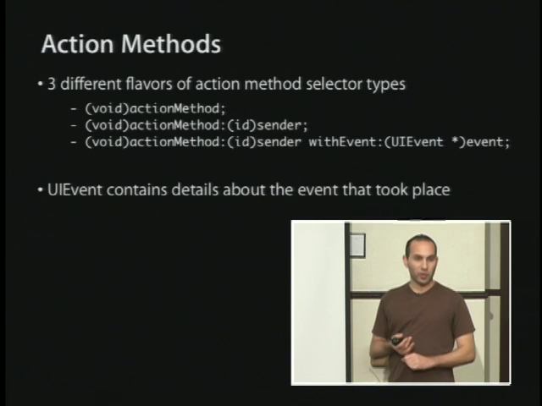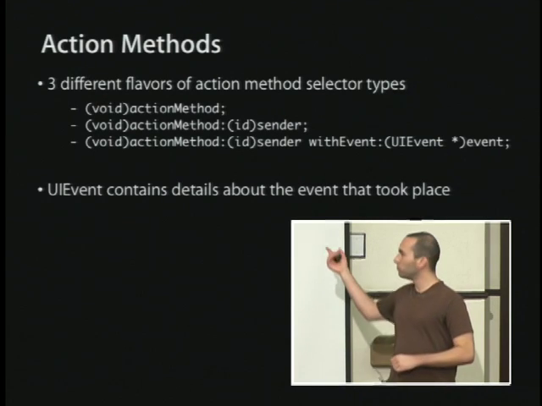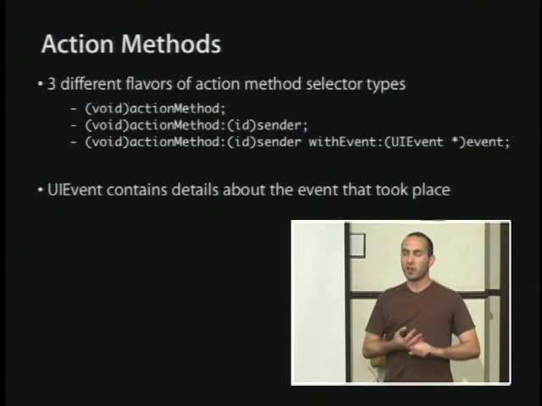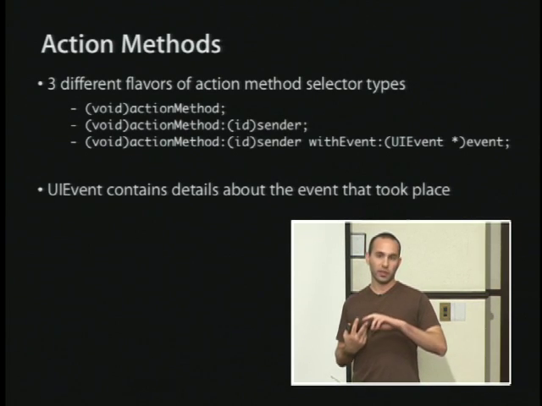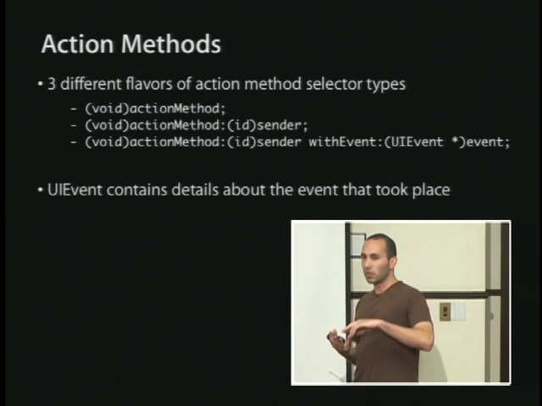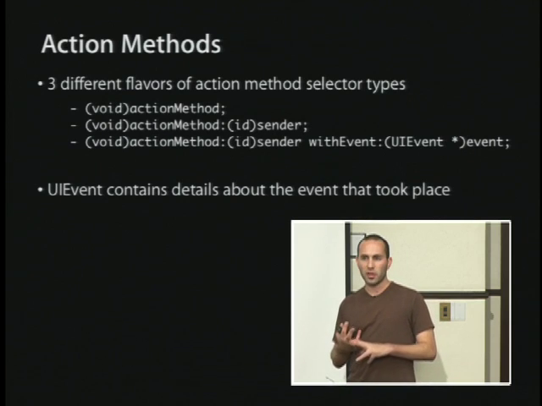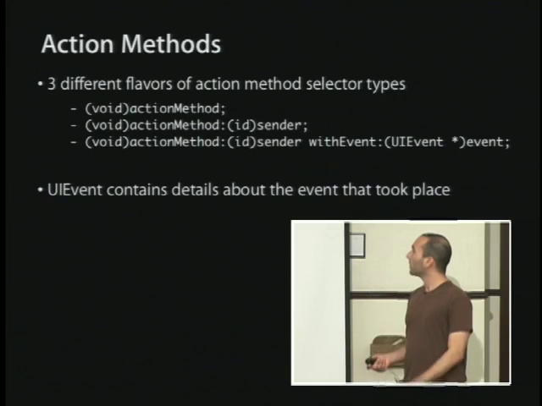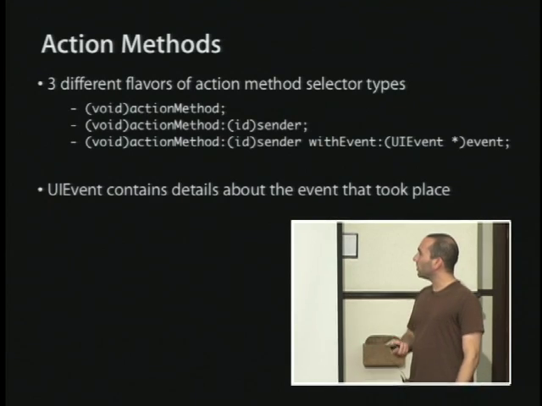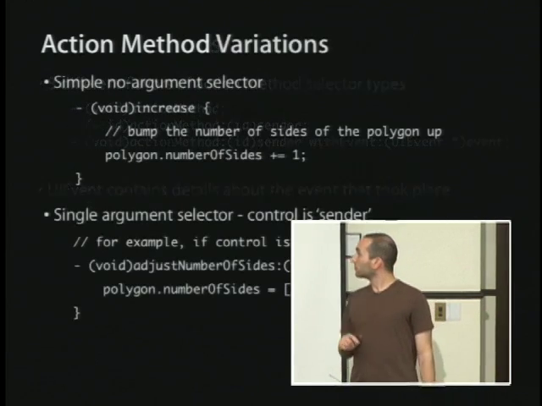The first argument is always the sender, just like it was in the second case, and the event is always the second argument. And the event contains information like the location in the view, the time that the event occurred, the type of event it was, and details about the event that took place.